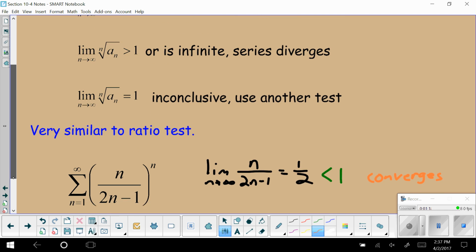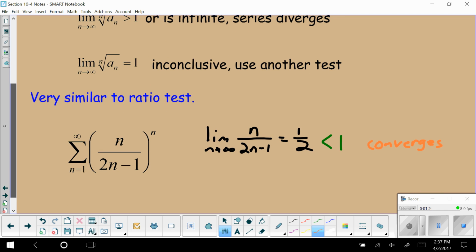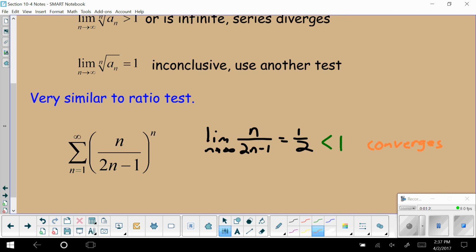But in terms of an example here, if we were doing the series of the quantity n over 10n minus 1, raised to the nth power, I could do ratio tests. Integral tests would probably be a little bit tough, as well as limit comparison would be a bit tough.